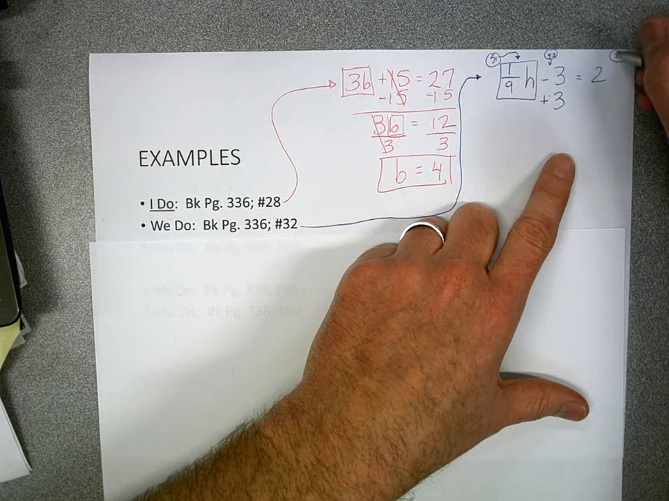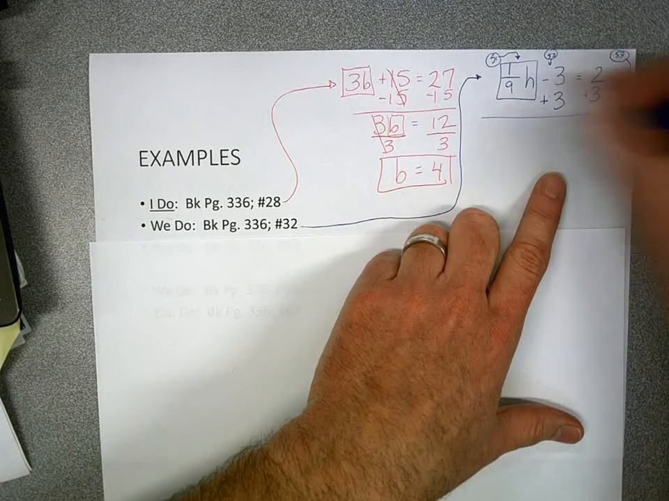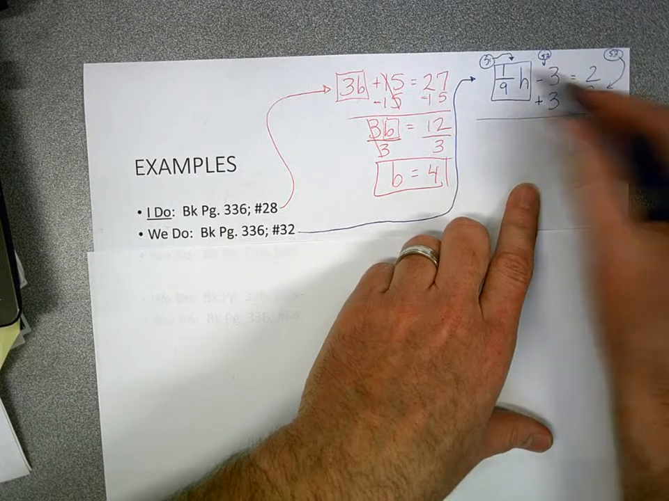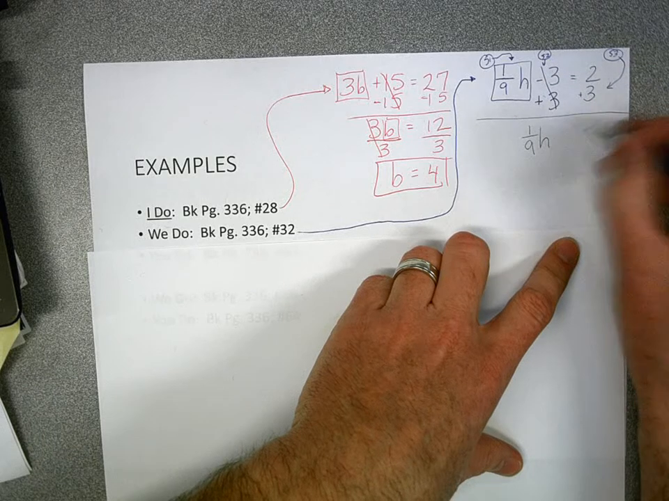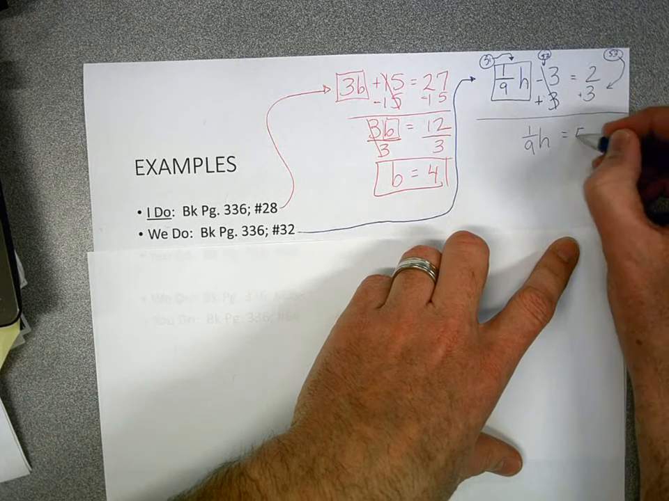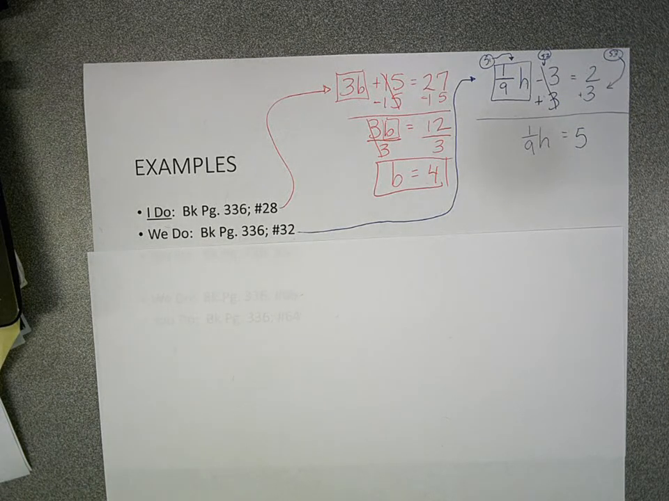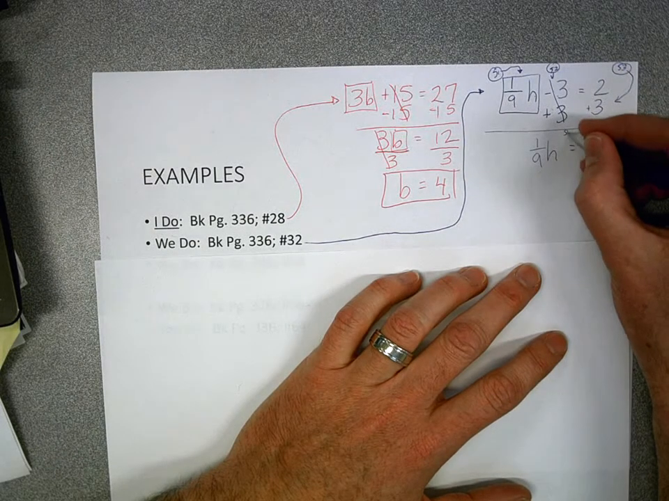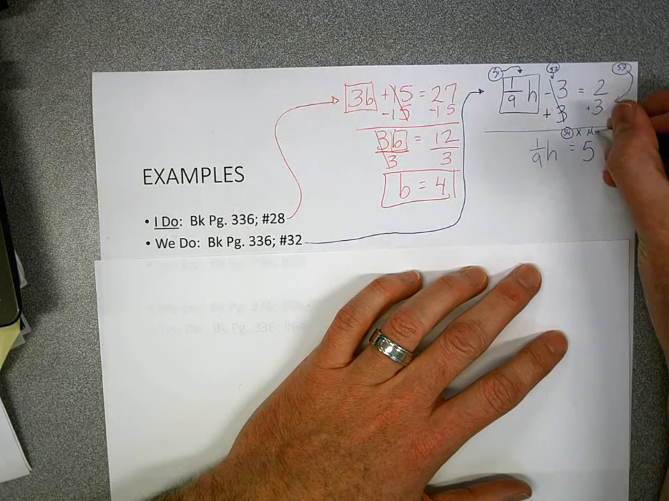Okay, now step 3 is whatever you do to one side, now you do to the other. So show your work on both sides of the equal sign, and we get 1/9 h, because these cancel, equals, and this of course 2 plus 3 is 5. Okay, in this particular type of problem, step 4 is now we're going to do our multiplicative inverse.